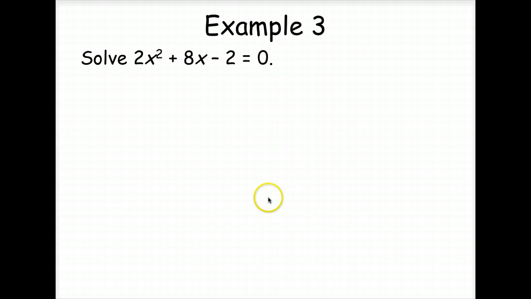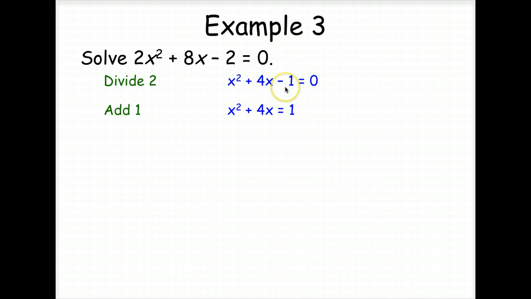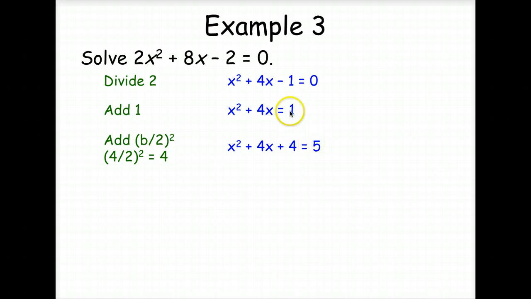Let's practice again. First of all, is the leading coefficient 1? Ooh, no it isn't. So we must begin by dividing every term by 2. Now that we have that done, we need to isolate the variables, which means, yes, adding 1 to both sides. b is 4. Half of 4 is 2. 2 squared is 4. So now we're going to add 4 to both sides. So here's the 4 to the left, and 1 plus 4 is 5.